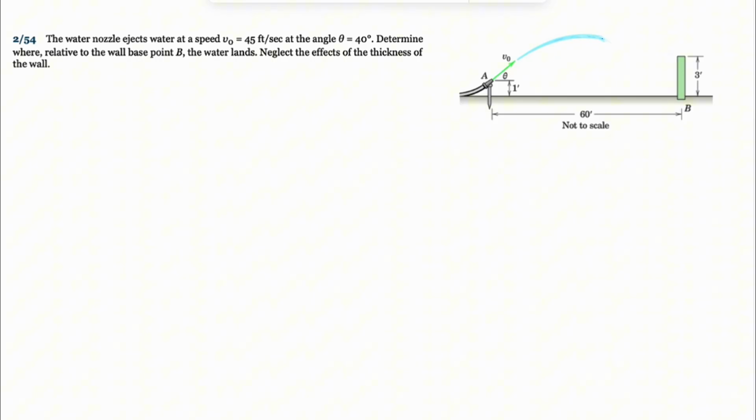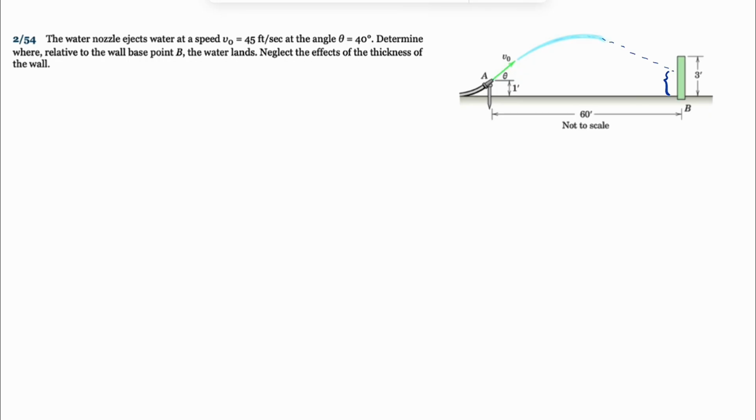Another question from the Meriam dynamics textbook: the water nozzle ejects water at a speed of 45 feet per second at an angle of 40 degrees. We need to determine where, relative to the wall base point B, the water is going to hit the wall. So basically we are interested in this distance, and we can neglect the effect of the thickness of the wall.